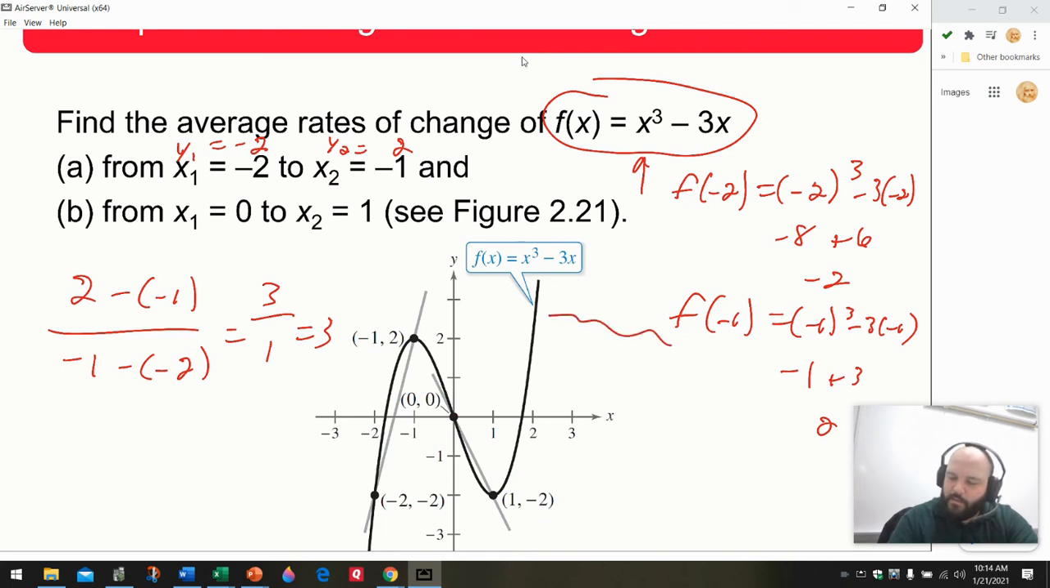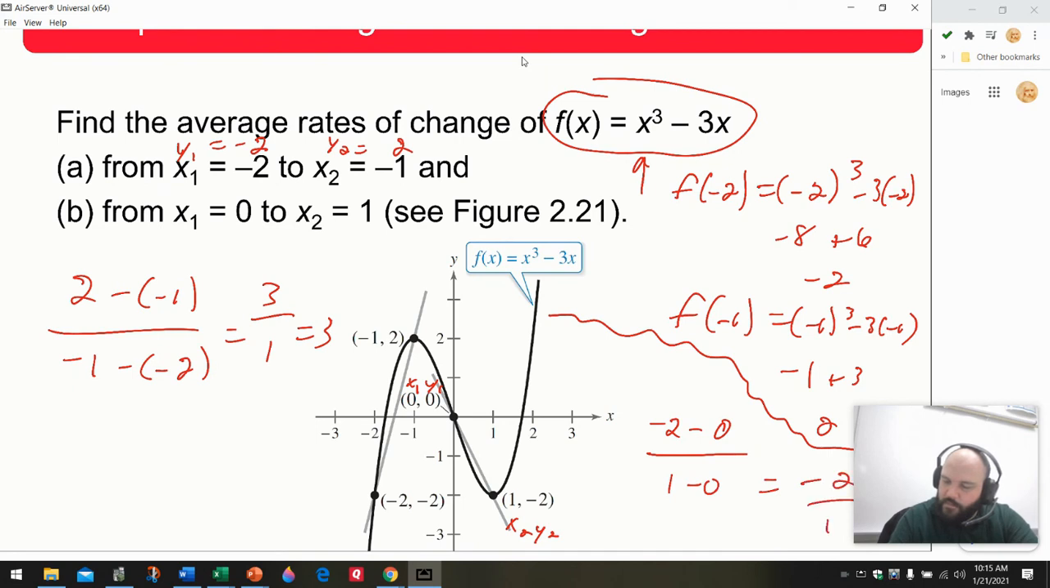So when I do that to find the slope, the y2 is going to be negative 2 minus y1, which is 0, over x2, which is 1. This is x2, y2, and this is x1, y1 for a second problem. And then we're going to have 1 minus 0. So it's going to be negative 2 over 1, which is negative 2. And that's going to be your average rate of change for the second one. So that's the slope of that line right there.